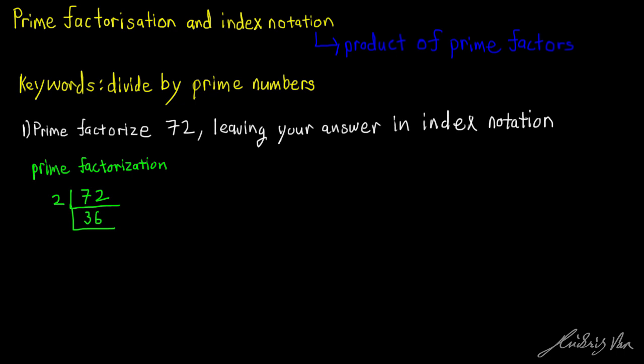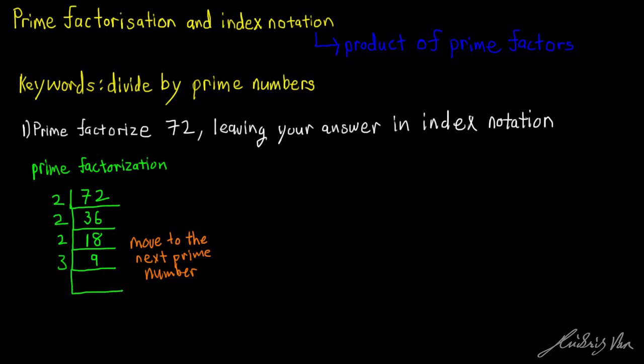And we get 36. Can 36 still be divided by 2? The answer is yes. So we divide by 2 again. We get 18. Can 18 be divided by 2? Yes. So we divide by 2. We get 9. Now for number 9, we cannot divide by 2 anymore. So we move on to the next prime number which 9 can be divided by, and in this case, it is 3. So we write 3 over here. 9 divided by 3, we get 3. And 3 can also be divided by 3, and we get 1. So the prime factorization step will stop here.